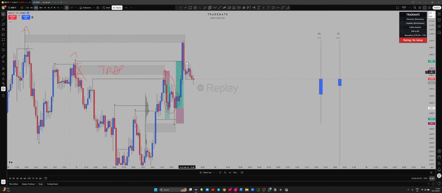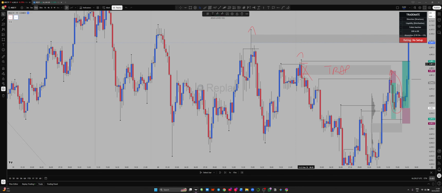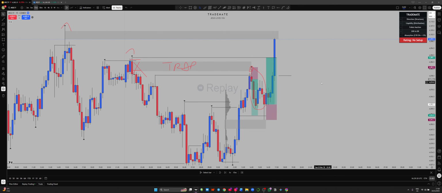Now, if you look at this daily range, it literally had no liquidity, so price needed to build some. Right? Look at this price action here. Look at this price action. This is our BOS, of course.